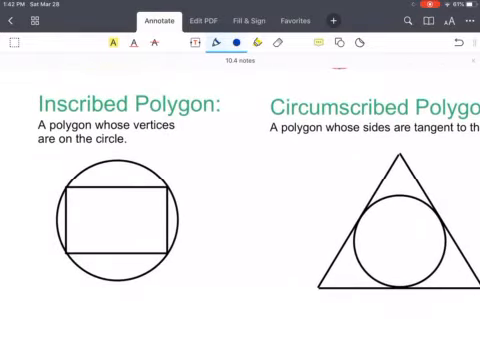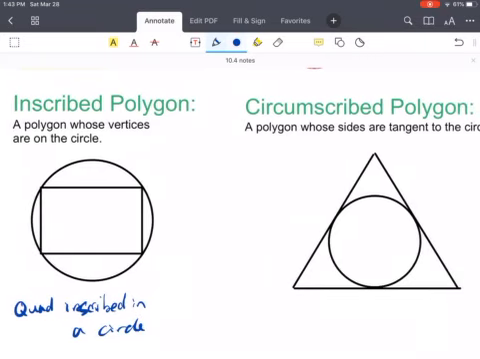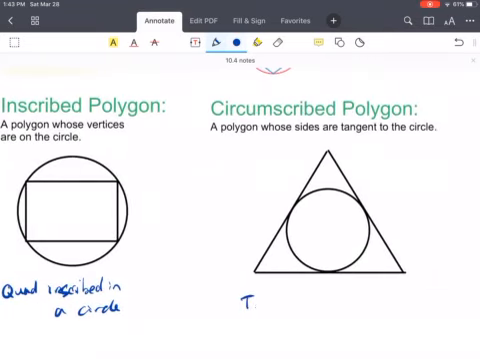So for this inscribed polygon example, this would be a quad inscribed in a circle. And over here, we could say a triangle circumscribed around a circle. So in the left example here, we have the quad inscribed in a circle. It's where all the vertices are on the circle.